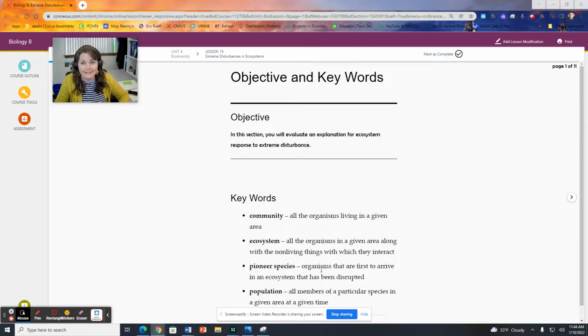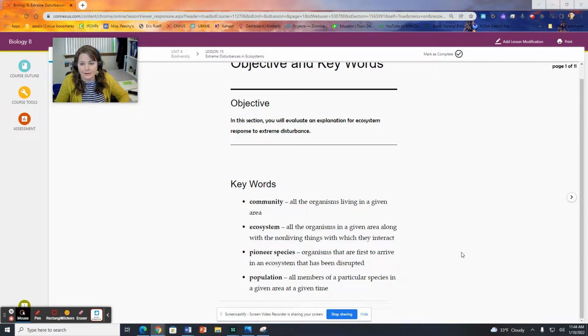Now we are to Lesson 15, so we're really getting close to the end, ladies and gentlemen. Our last lesson was on modest disturbances in ecosystems. We are looking now at extreme disturbances in ecosystems. Our keywords here are community, ecosystem, pioneer species, and population.